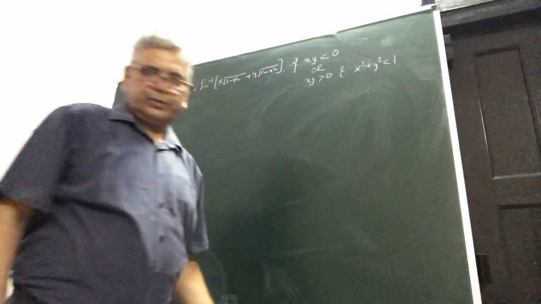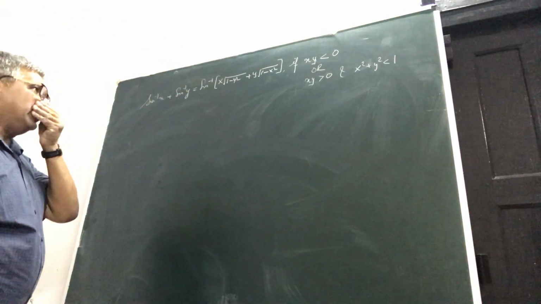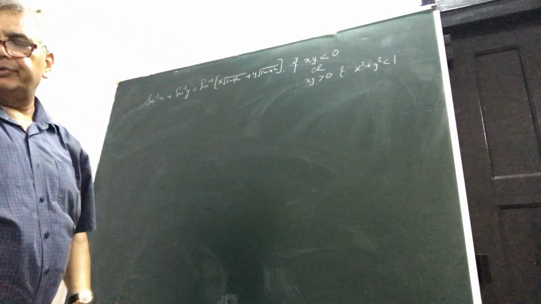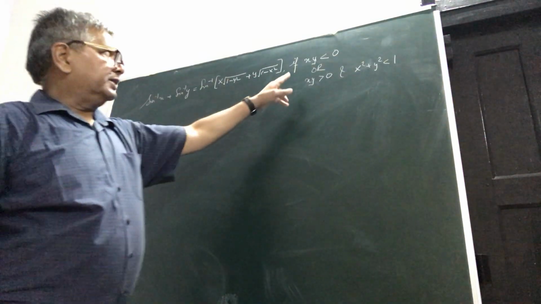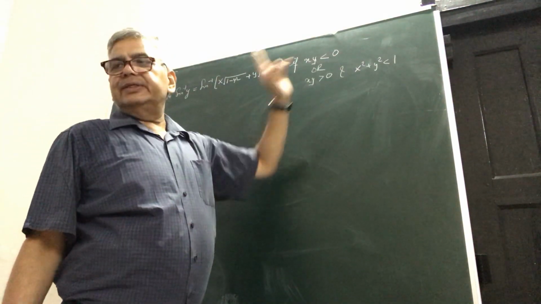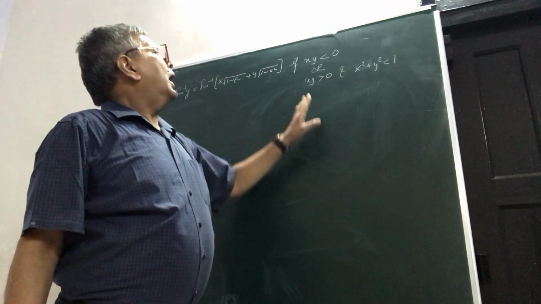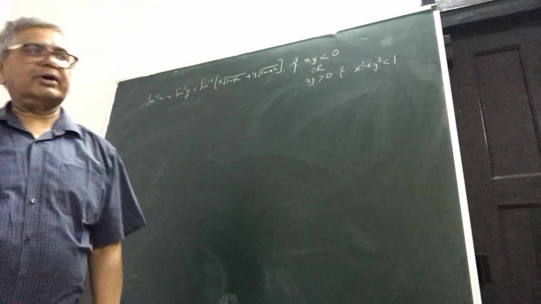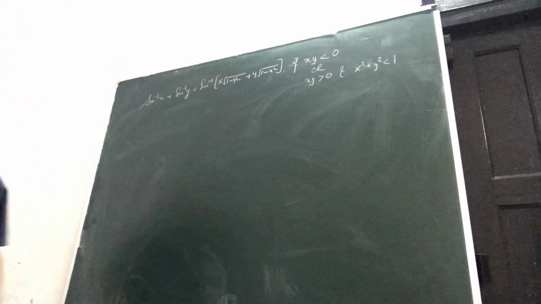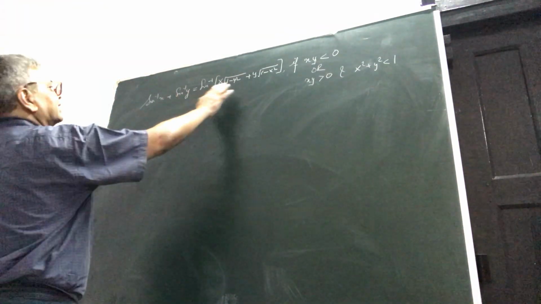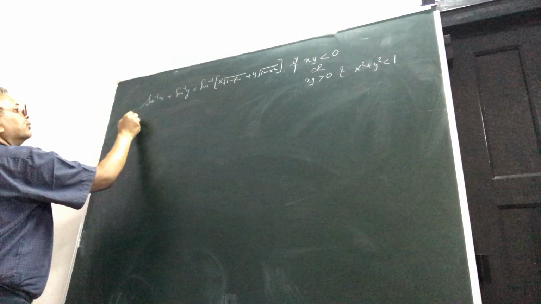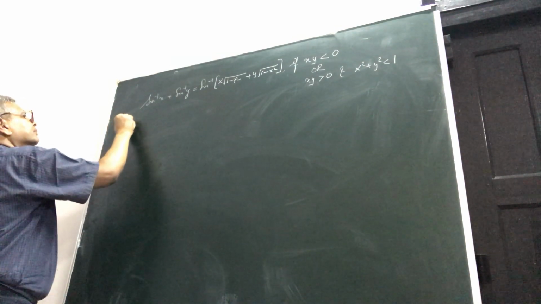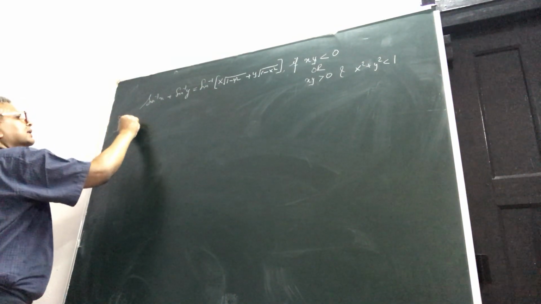Okay, it's okay. Now see, it is very simple to prove. So two conditions: either xy is less than 0, or xy is greater than 0 and x square plus y square is less than 1, then sin inverse x plus sin inverse y is like this. So how to prove it? Proof, please see. Very simple.